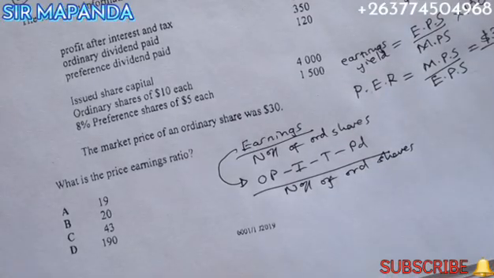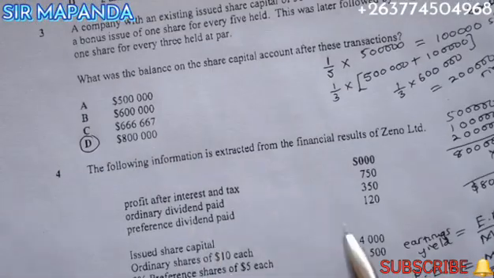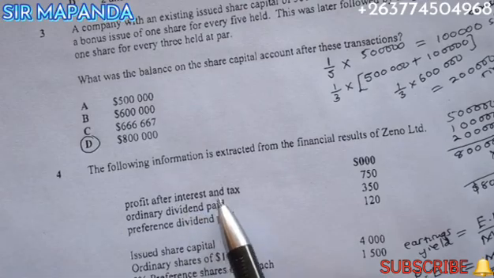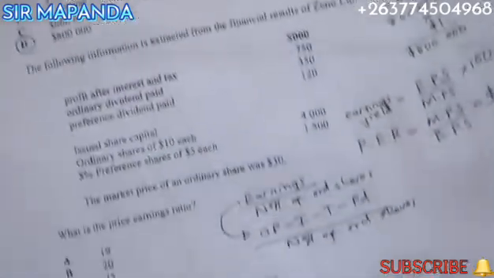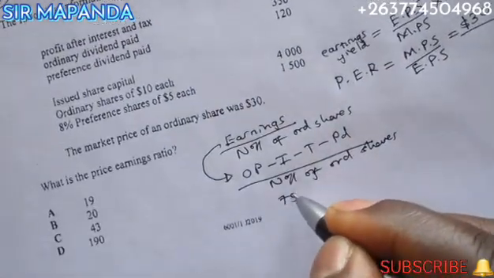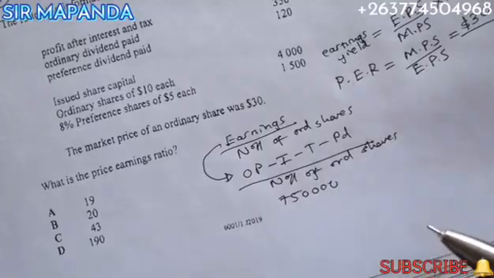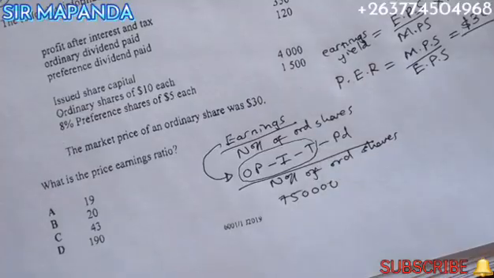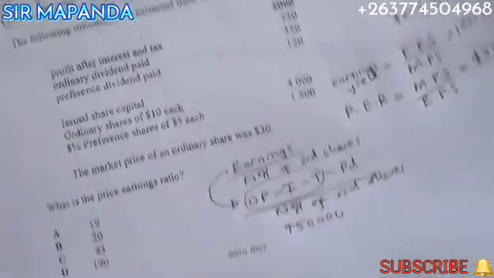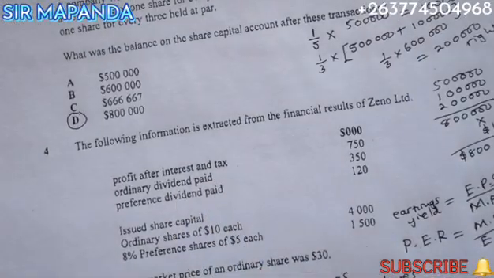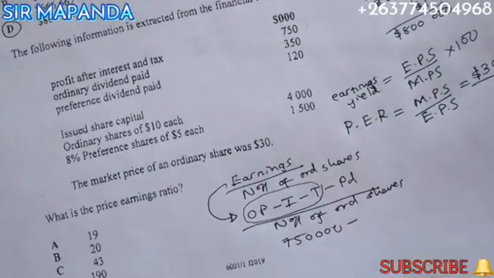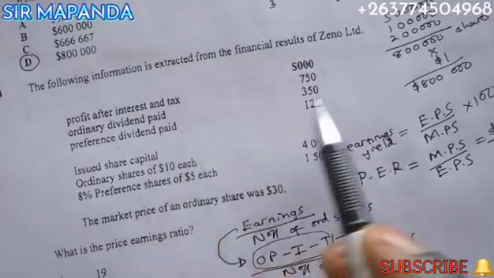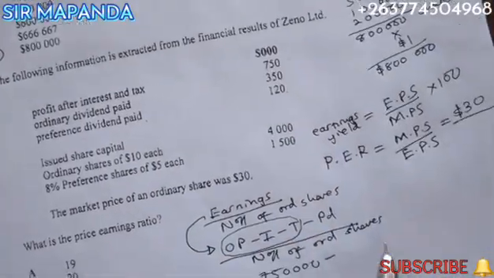Right. So our operating profit, we are given profit after tax and interest is 750,000. So I'm going to write 750,000. This 750,000 covers OP minus I minus tax, since it is after interest and tax. So just need to less the preference dividends. And the preference dividends paid here are given as 120,000.